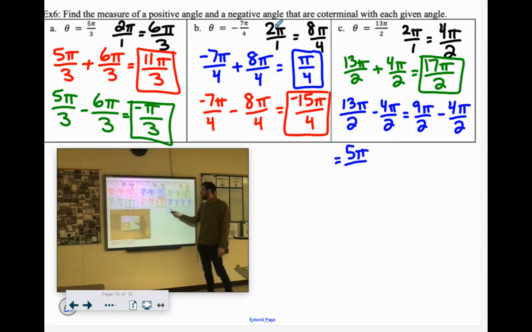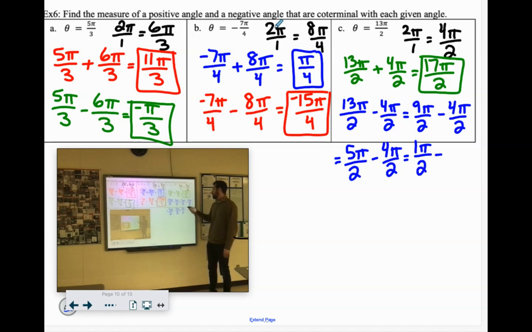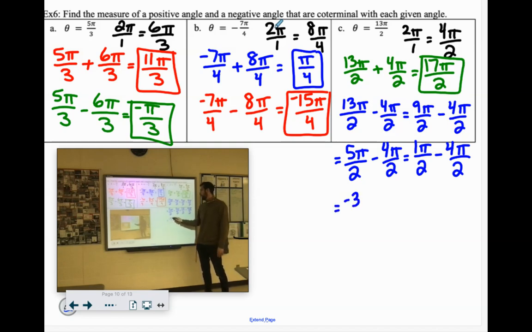Again, we're still positive. We're just always so positive, guys. So let's subtract another 4 pi over 2. 5 minus 4 is 1 pi over 2, still positive. So let's subtract another 4 pi over 2. Phew, now we're negative. 1 pi minus 4 pi would be negative 3 pi over 2.